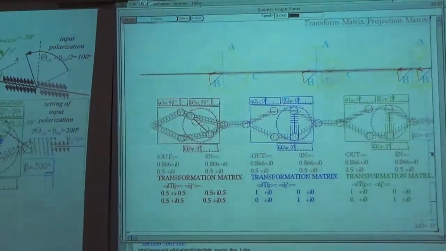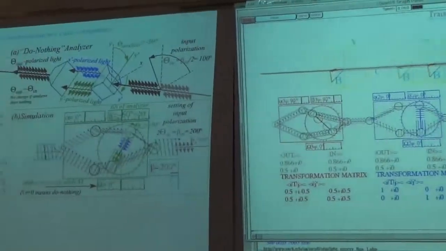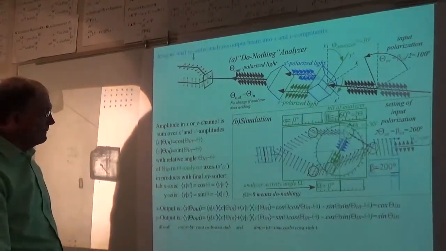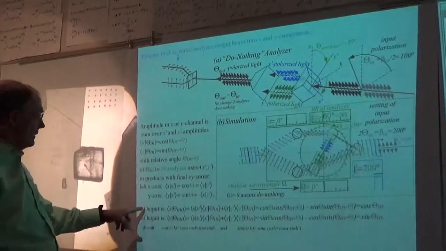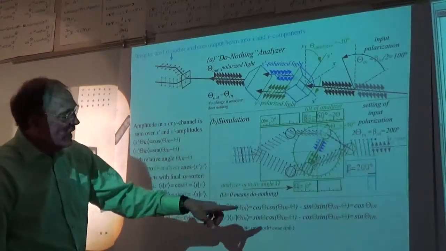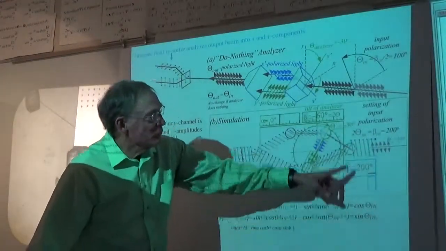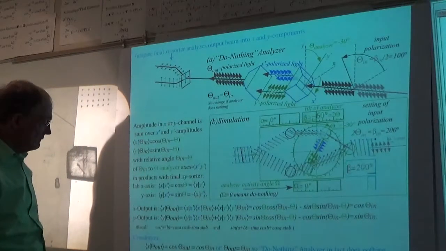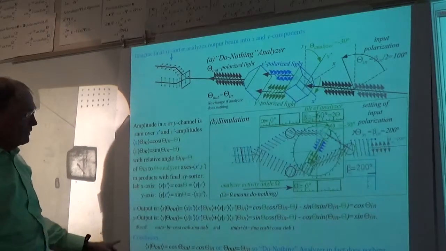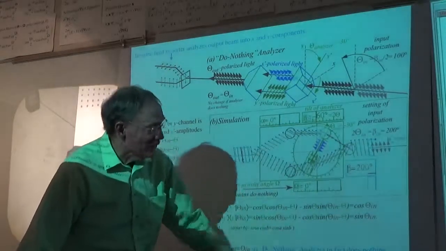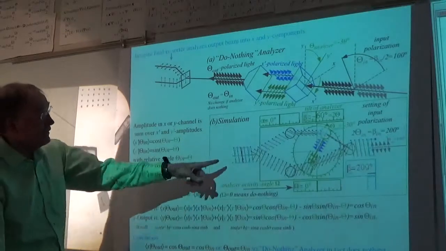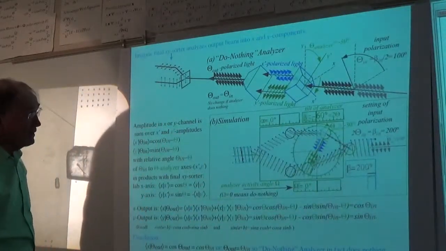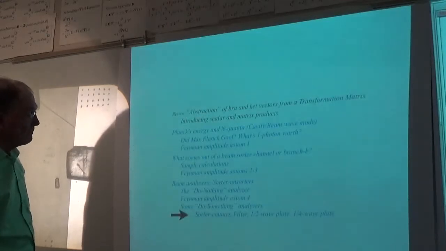So this is just going through the same analysis that we went through before, except now with algebraic expressions for sine and cosine. And the idea is to see that the x output and the y output comes out to be just the same as what went in. Just checking the trigonometry of the wave interference. So the conclusion is this is a do-nothing analyzer. In fact, it does nothing. This is the same polarization as that. That's just looking at it with an example.